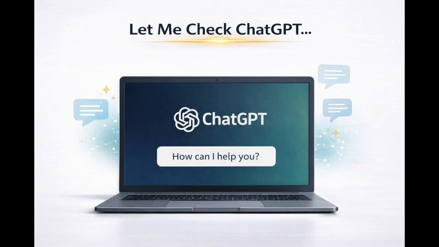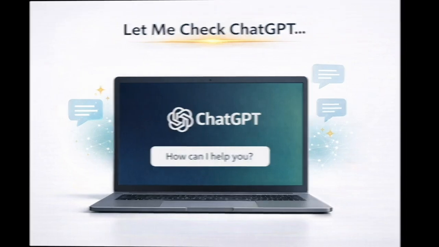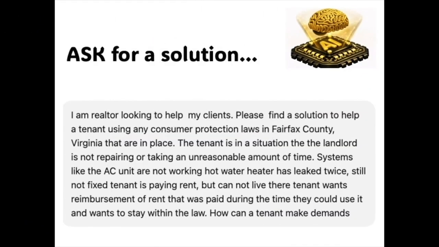Well, I called property management, asking if there was anything I could do. They said maybe see if you can reach out directly to the landlord. And that didn't work. So then I decided, let me check ChatGPT. I asked ChatGPT, I'm a realtor looking to help my clients. Please find a solution to help a tenant using any consumer protection laws in Fairfax County, Virginia that are in place. The tenant is in a situation. And I went in and I made this whole thing about the AC system.